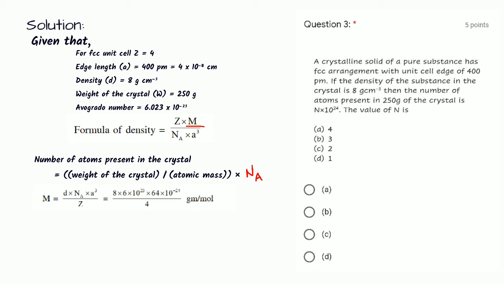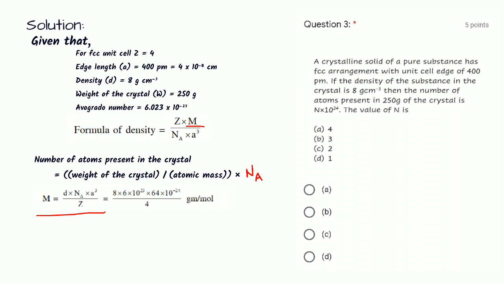Z is the number of atoms present in that unit cell. So we have to put the respective values in that equation to find out the capital M. D is 8 gram per centimeter cube, and Na is 6.0 into 10 to the power 23, but for simplification we can use 6 into 10 to the power 23, into a cube. The value of a is 4 into 10 to the power minus 8 centimeter, so we have to cube this and divide it by Z, which is 4.